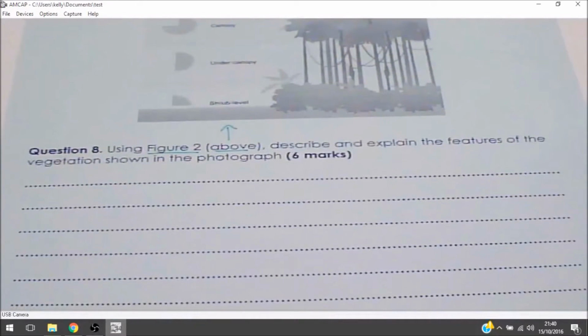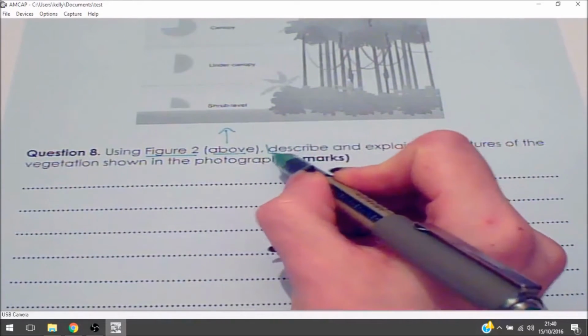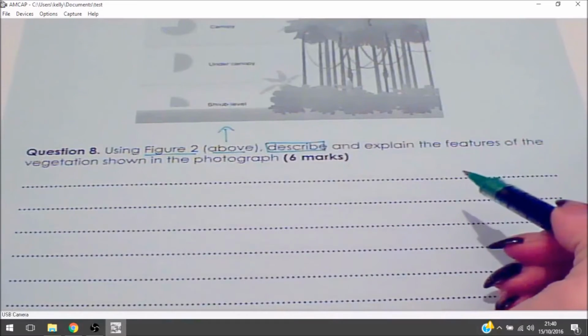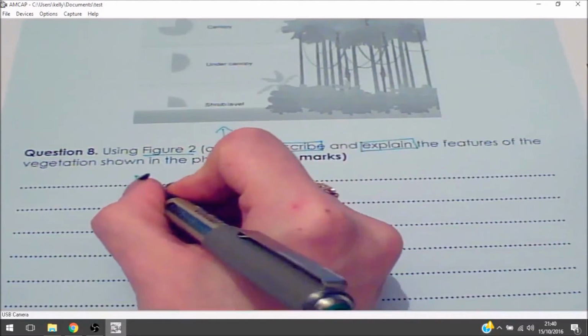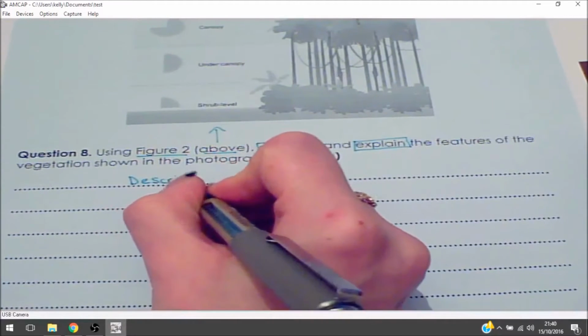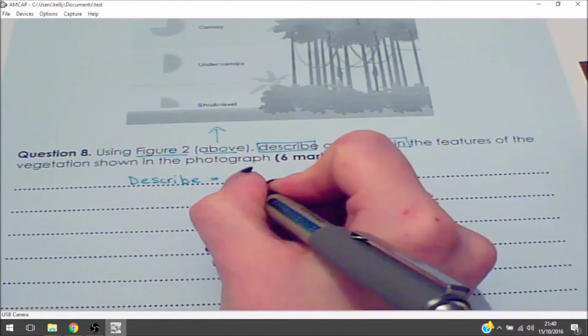So going back to the question, this time the question is asking us to describe and to explain. So if we think about what describe means again, say what you see.